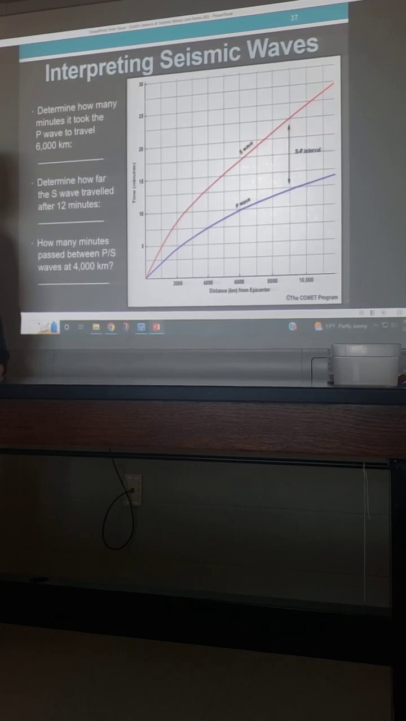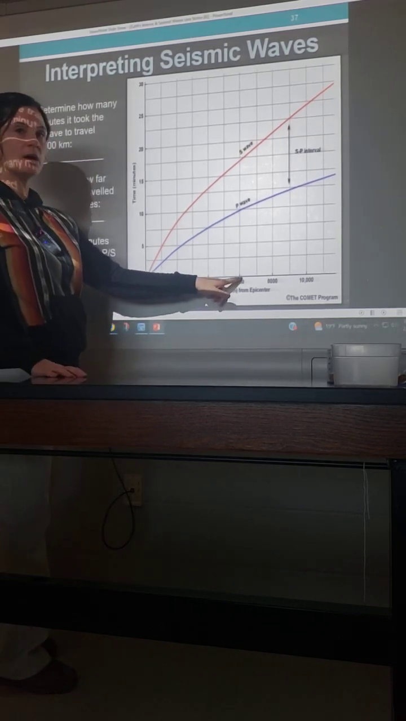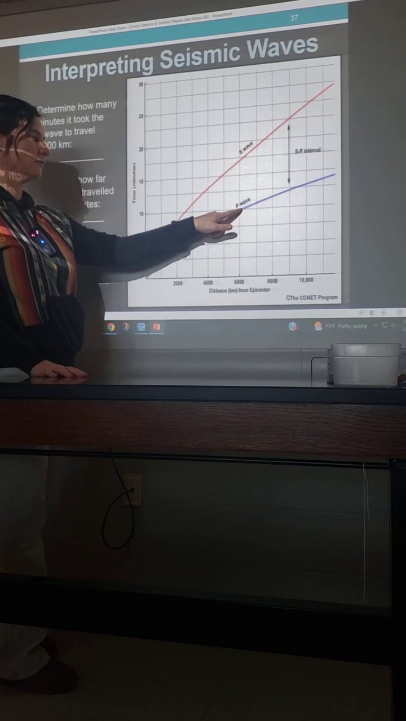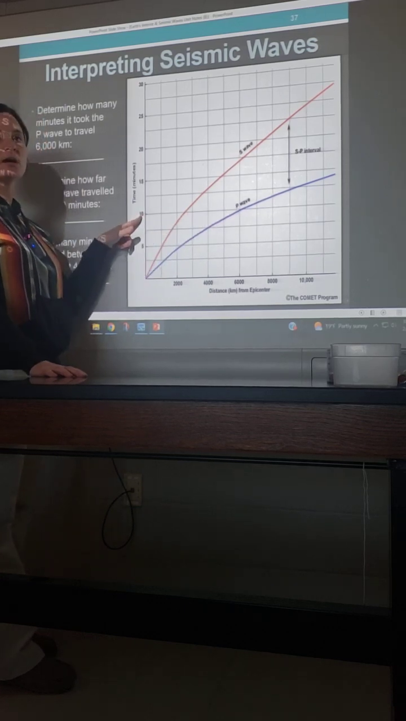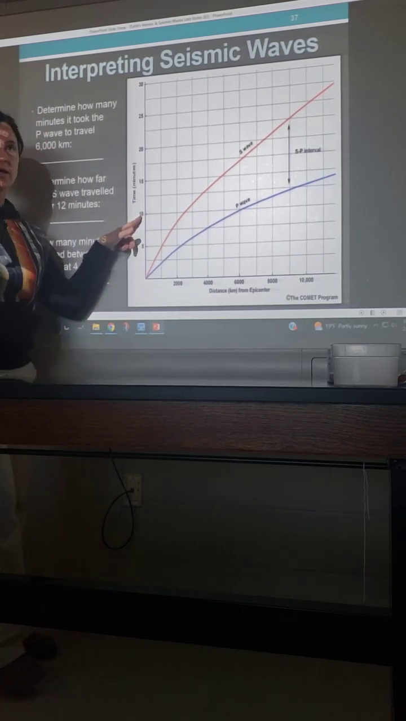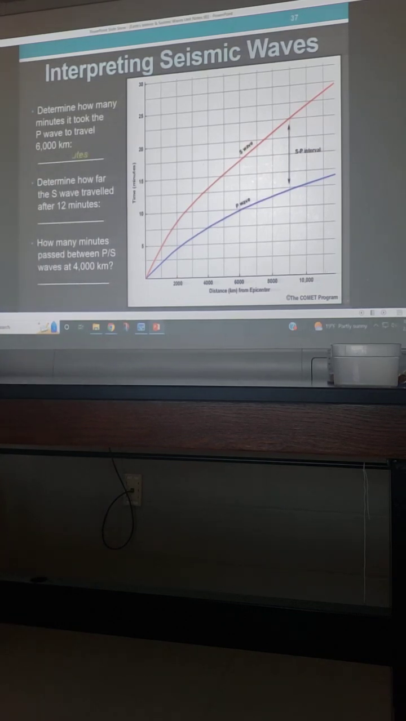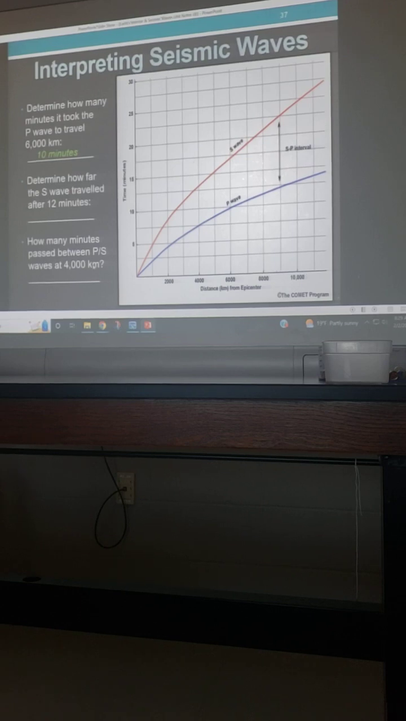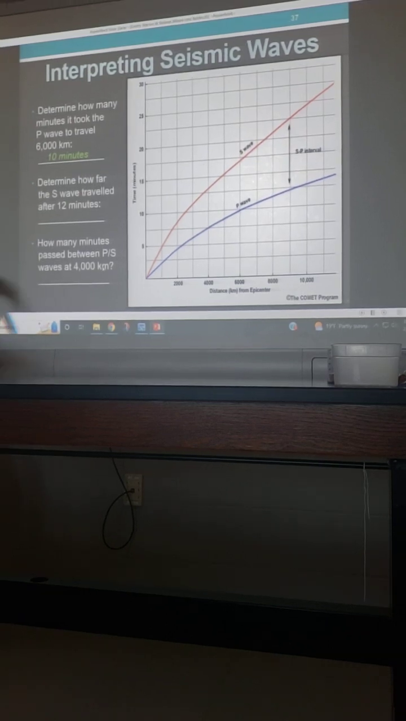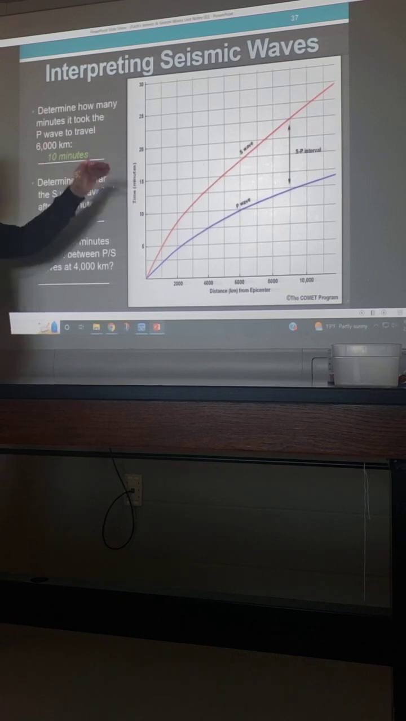6,000 kilometers until you hit the P wave line and then go over because it wants time in minutes. Okay? That's the S wave. All right, so then it says determine how far the S wave traveled after about 12 minutes. So now we're going to go to the minutes, that's what's given, until we hit the S line.